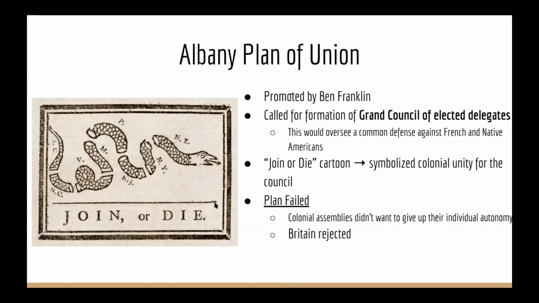Many of the colonies also didn't want to give up their individual autonomy, because when you're electing a grand council, it means you have to follow whatever the grand council wanted you to do during certain situations. They just wanted to keep their individual autonomy. They wanted to be able to decide for themselves what to do during certain situations, whether there was a French attack or a Native American attack.